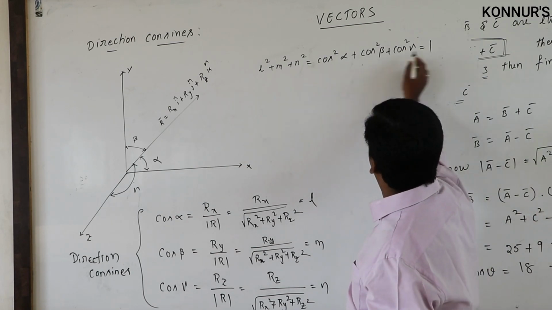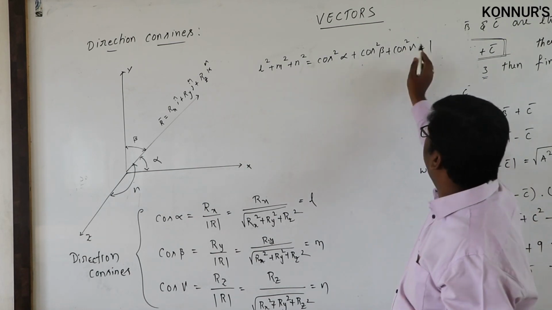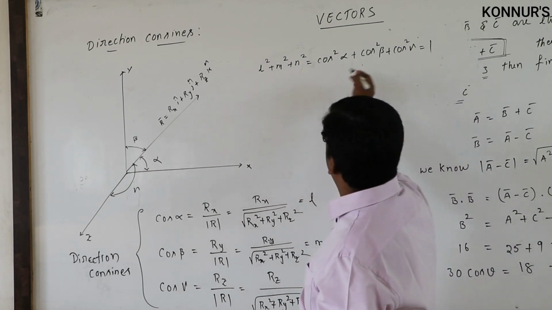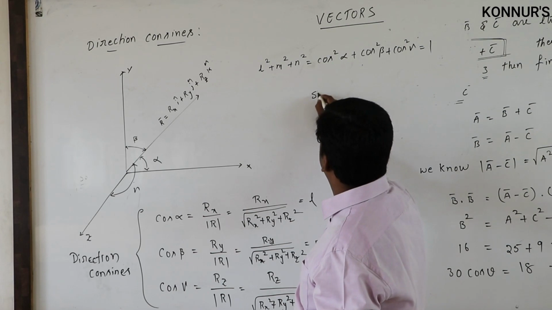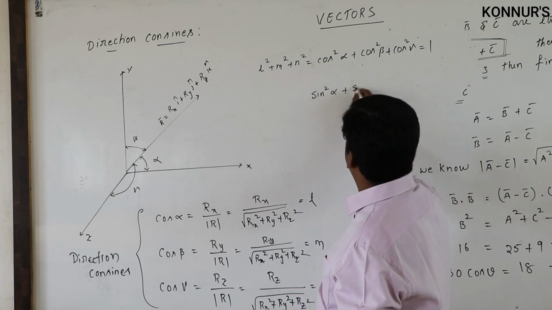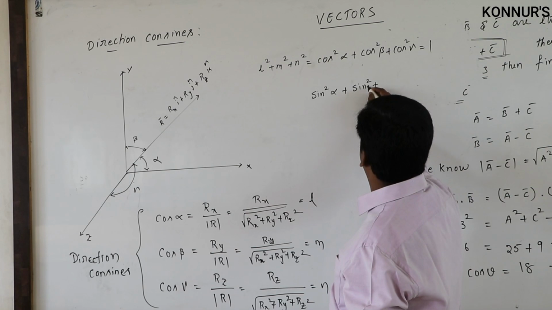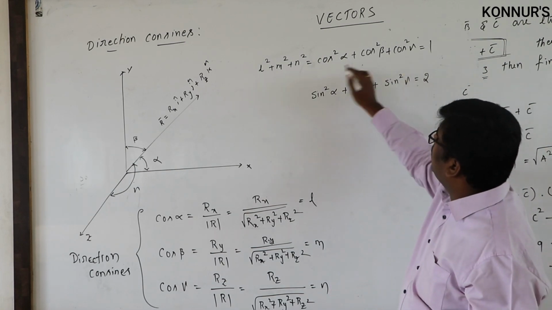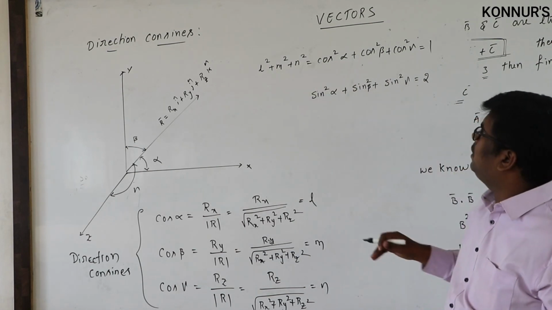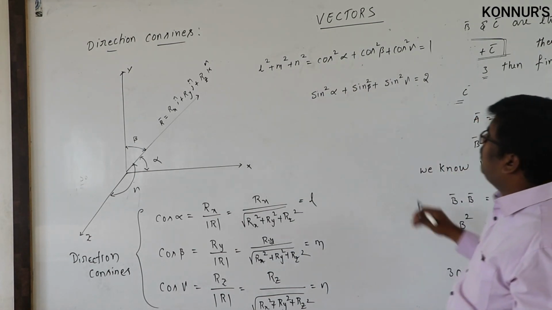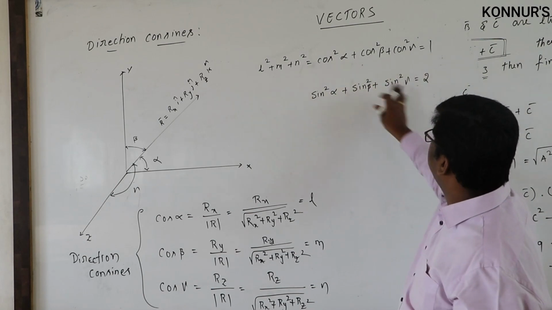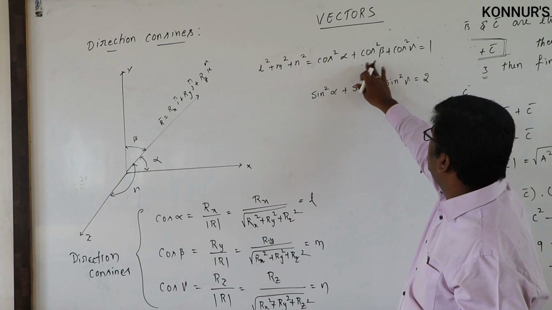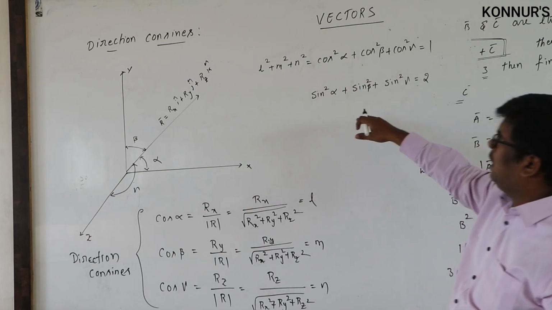In terms of cos, you can write cos square alpha plus cos square beta plus cos square gamma equals 1. In terms of sine, you can write sin square alpha plus sin square beta plus sin square gamma equals 2. We get this just by replacing cos square alpha with 1 minus sin square alpha. Then you will get 3 minus 1, which means 2. So this is the relation in terms of cos, and this is the relation in terms of sine.